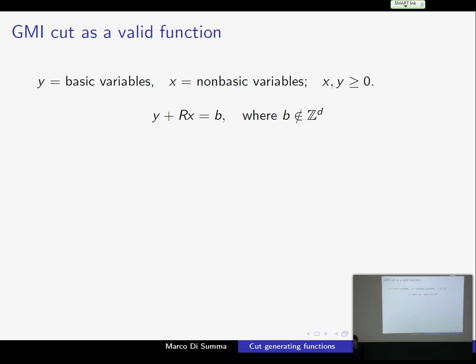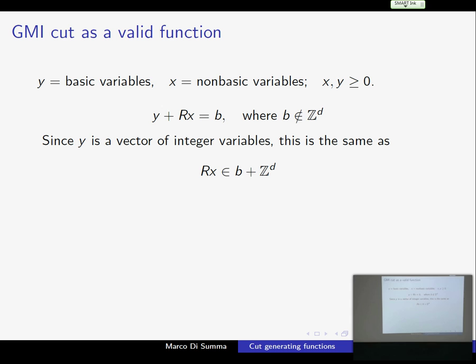They are also integer in the IP problem, but they are still non-negative in the linear relaxation. So a tableau looks like this. We have the vector of basic variables plus a combination of the non-basic variables equal to some right-hand side. If the right-hand side is integer, then you have found the optimal integer solution, so we assume that it's not integer. Now, if you use the fact that y is an integral vector, you can write this system in this form. So Rx must be equal to b plus some integer vector. Actually, Rx is equal to b minus y. y is an integer vector, so this is what you get.